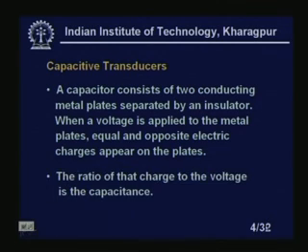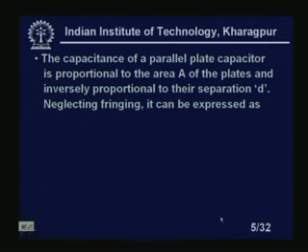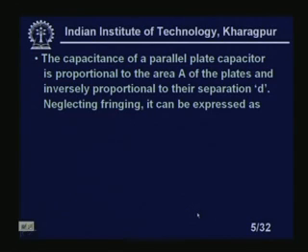The ratio of that charge to the voltage is the capacitance. Now, see the capacitance of a parallel plate capacitor is proportional to the area A of the plates. Area can be a circle, can be a cylinder, and it is inversely proportional to their separation D, the separation between the plates. In the case of a cylinder, it will be the separation which is the difference of the outer and the inner radius of the two plates. And neglecting fringing, you know the fringing effect is always there in the capacitance.